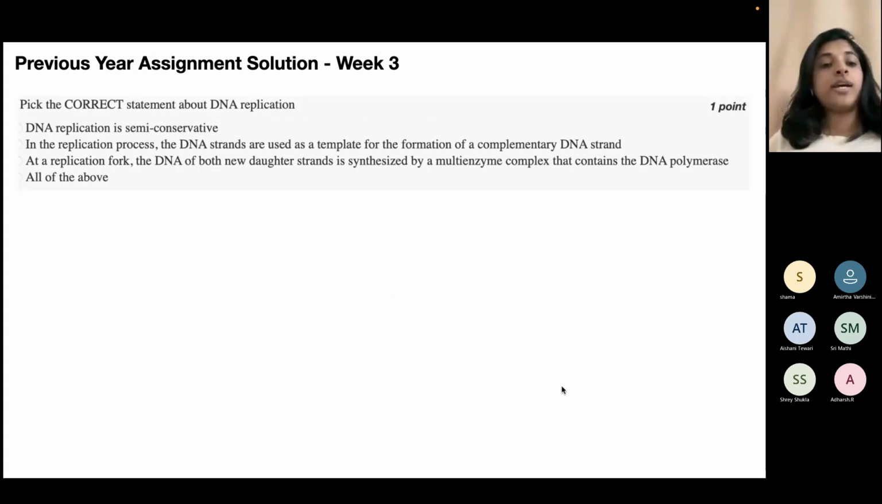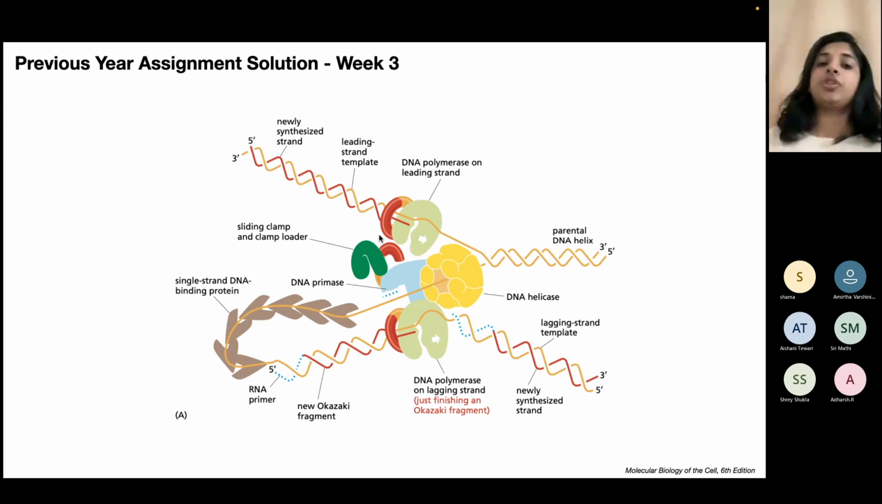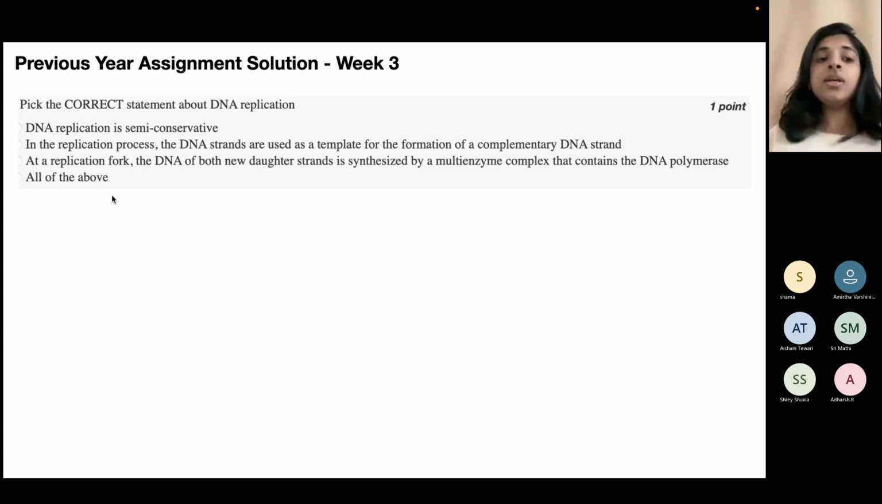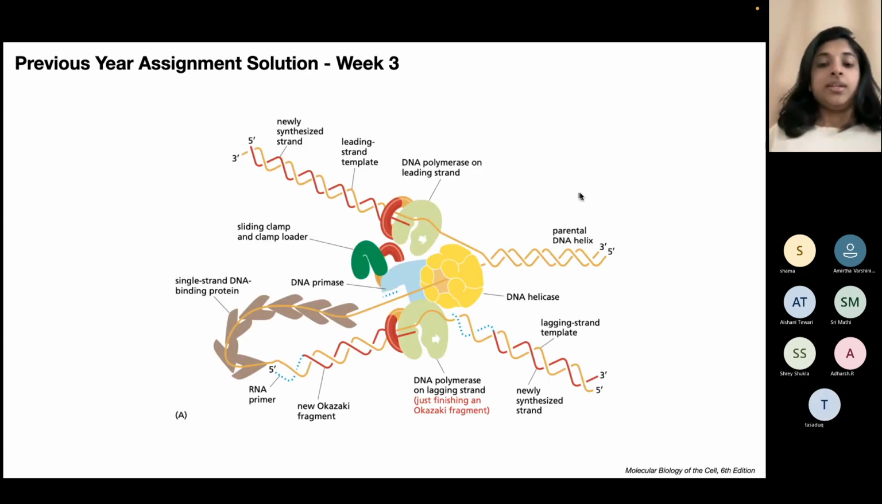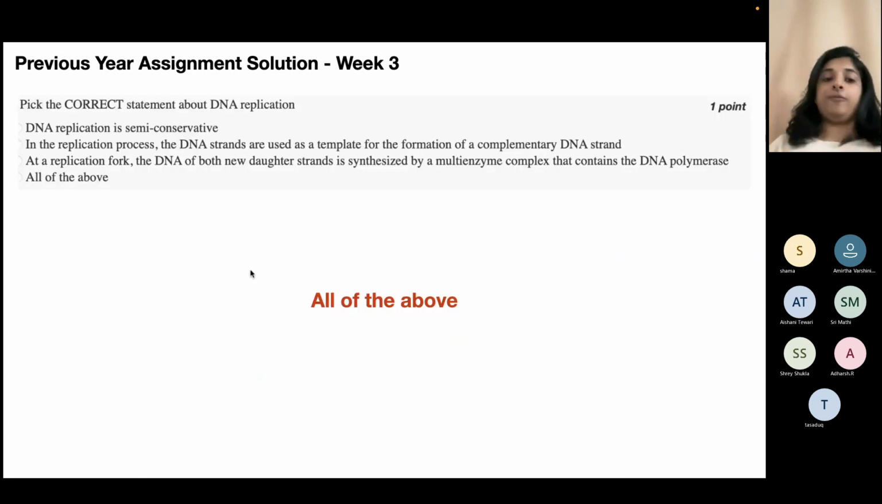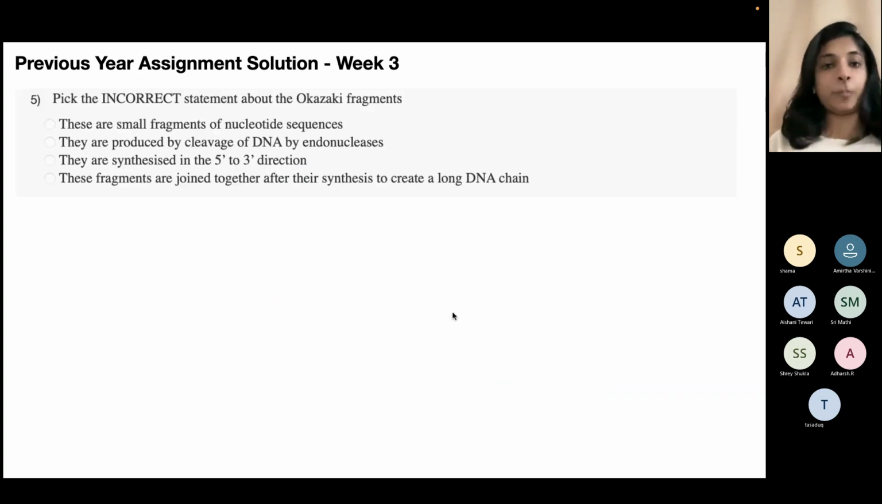The other options were that in the replication process, DNA strands are used as templates for the formation of complementary DNA. Yes, if you can see here, the parental strand is being used as the template for the synthesis of new nucleotides. At the replication fork, the DNA of both new daughter strands is synthesized by a multi-enzyme complex that contains the DNA polymerase. Indeed, a large number of enzymes play a role. You need helicases, you need enzymes for the primer, you need the polymerases. So all of the above, all these statements are correct regarding DNA replication.